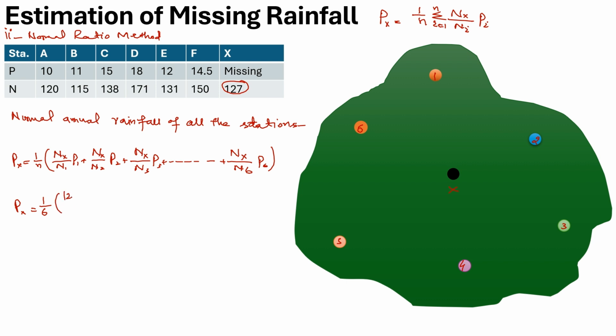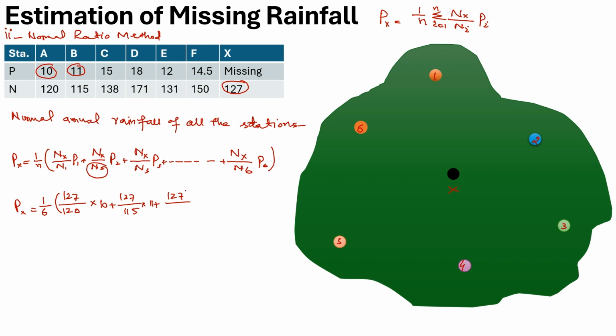Nx is given as 127 because this is the normal annual rainfall of station X, divided by the normal annual rainfall of the first station, which is 120, multiplied by the precipitation of the first station, which is given as 10. Plus 127 for Nx, and N2 is given as 115 for the second station, multiplied by the precipitation 11, so 127 over 115 into 11.